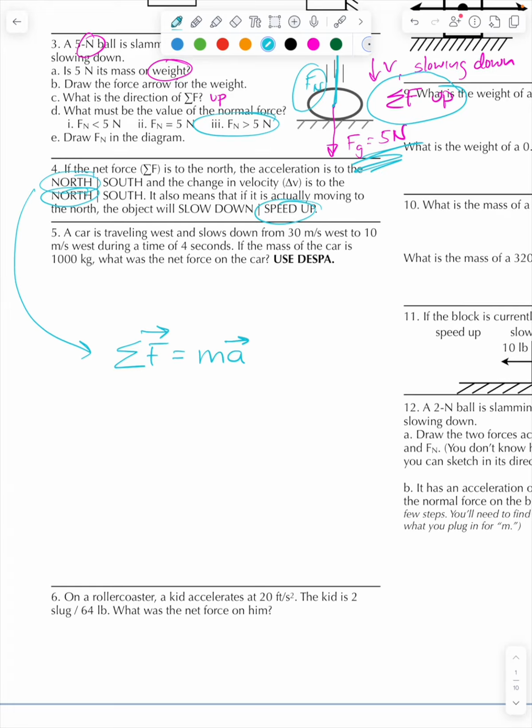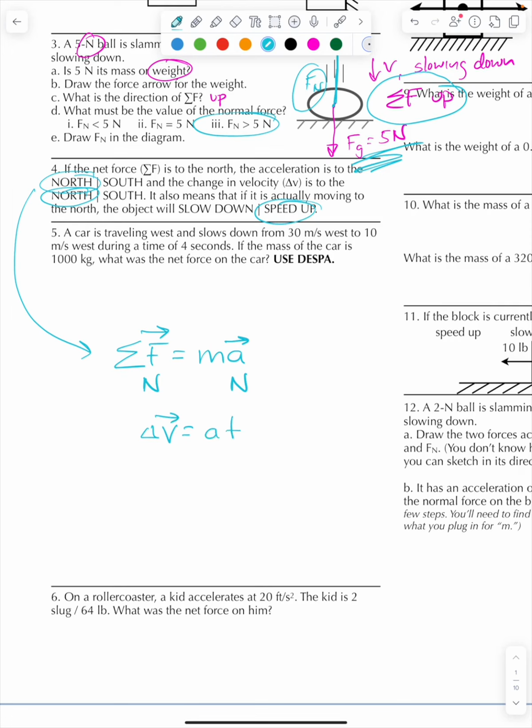So vectors are directions. Now notice I have one direction on the left, one direction on the right. They have to match. So if the acceleration's to the north, I'm just multiplying it by a scalar mass. Which way does the net force have to be? To the north. The same thing with this equation, which we learned last unit.